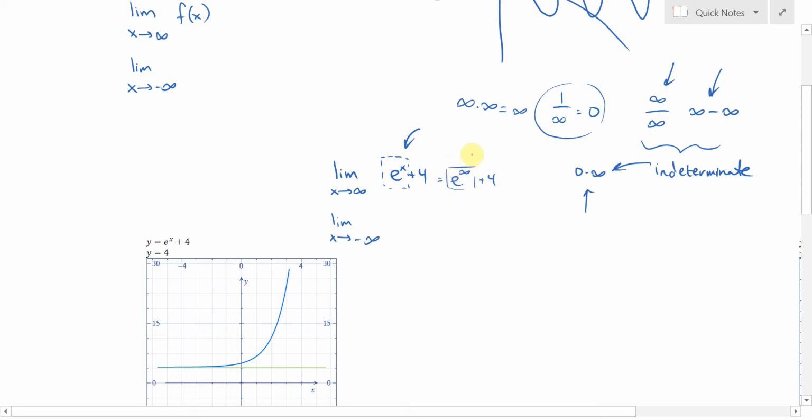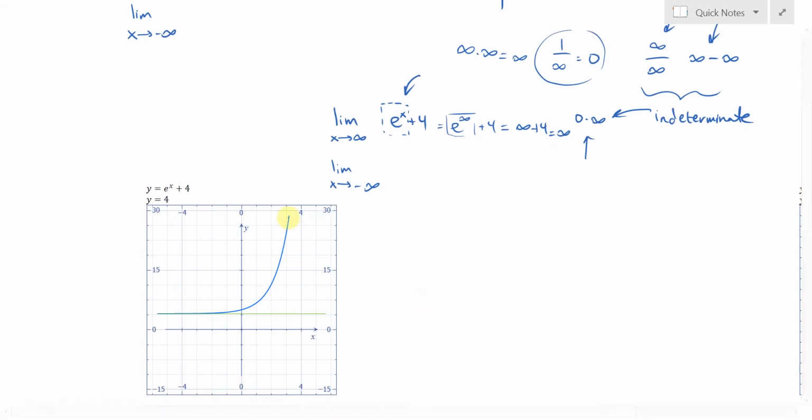E to the infinity just means what's e to the x doing as x goes off to infinity? Well, it's going off to infinity. It's like infinity plus 4, which is just infinity. Alright. And this blue line actually is the graph of that function, e to the x plus 4. So as we can see, as we go off to infinity, this blue graph is shooting up to positive infinity.